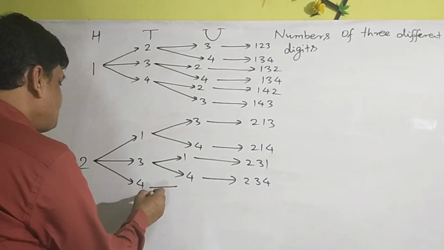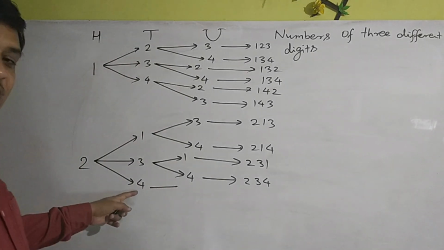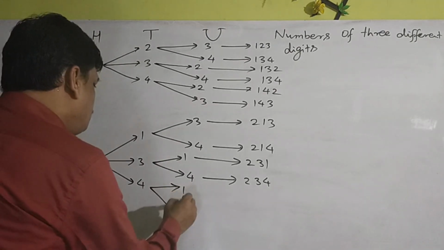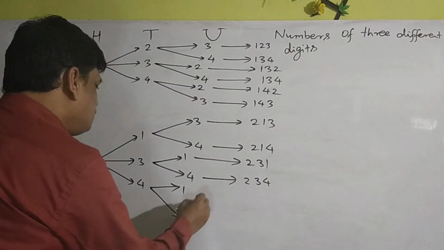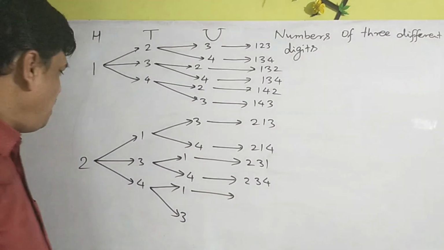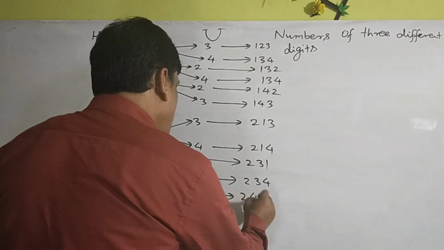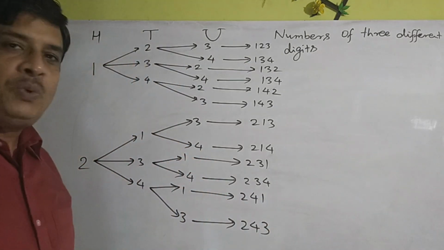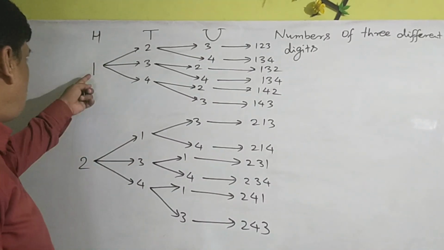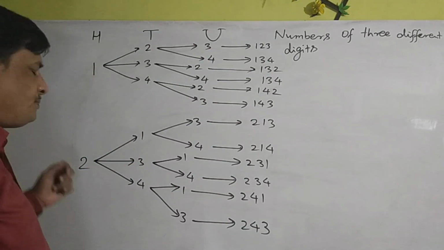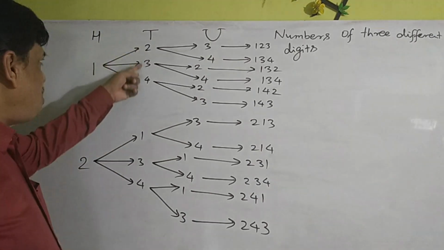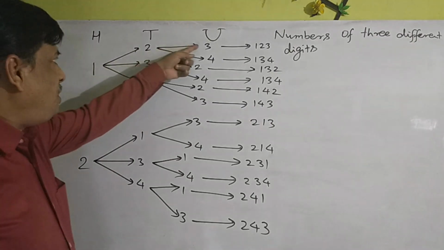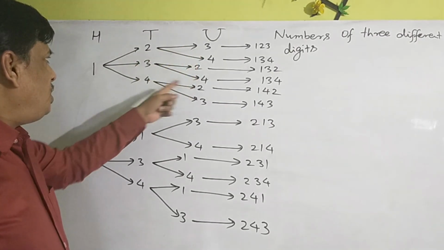When the tens place is taken as 4, the unit place can be filled up by 1 or 3. As a result, the numbers become 241 and 243. So what we observe is, for each choice of hundreds, there are 3 choices for the tens place, and for each choice of tens, there are 2 choices for the unit place.